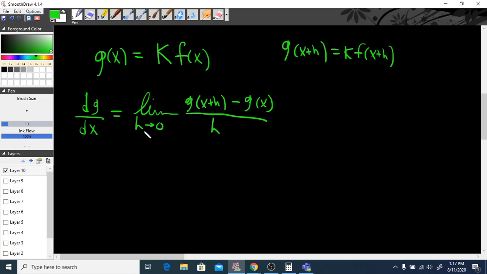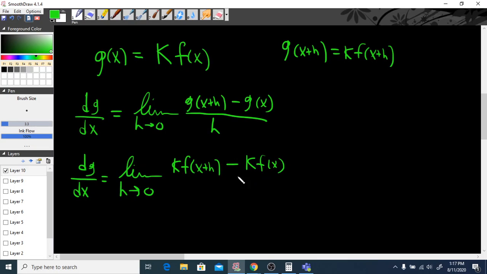So now we can plug this in, right? We can plug everything in. We have g of x plus h, we have g at x. So let's plug everything in. dg dx is going to be the limit as h approaches 0. And then g at x plus h, that's k times f at x plus h. Minus g at x is k times f at x over h. Now, notice this. Notice that the k we can factor as a greatest common factor from the top.